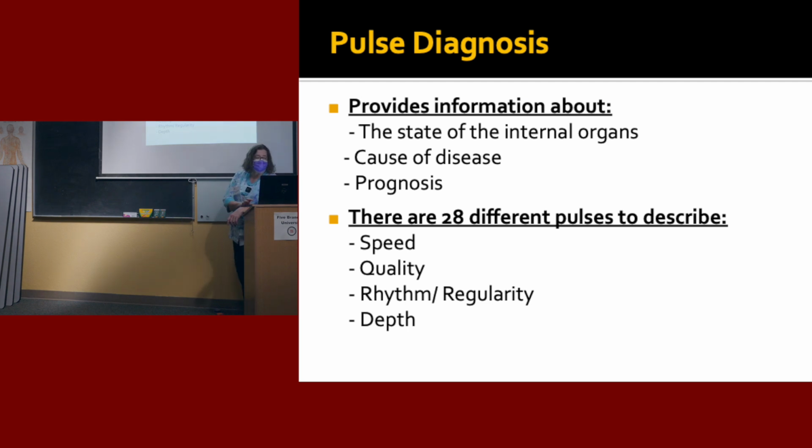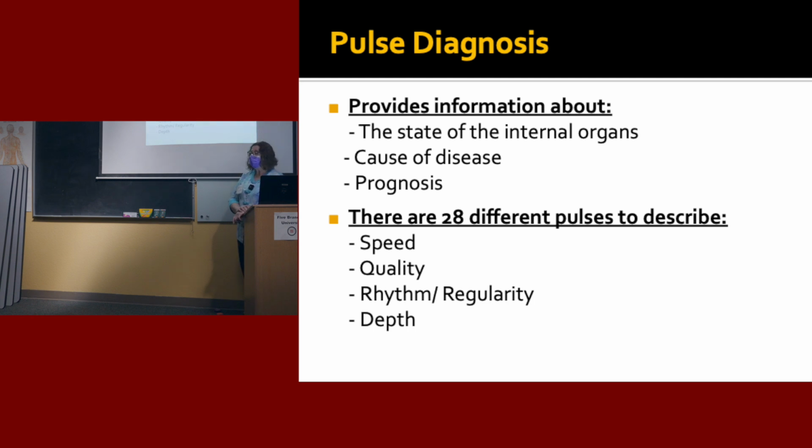So the pulse gives you information about what is happening inside your internal organs, because each position represents another organ. It can also tell you the cause of the disease. So, for example, is it something that you contracted from the outside, like a virus or bacteria or an allergen, or is it something more internal? And also, what is the prognosis? Is it something that we will be able to get rid of quickly, or is it going to take a long time to treat?